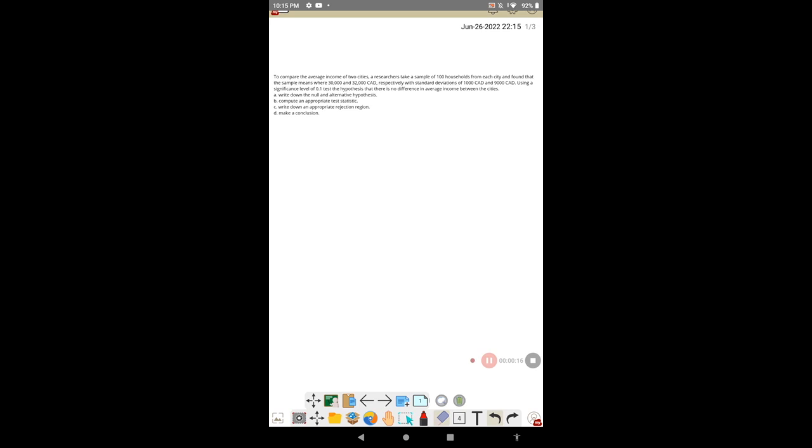The question is to compare the average income of two cities. Researchers take a sample of 100 households from each city and found that the sample means were 30,000 and 32,000 Canadian dollars.